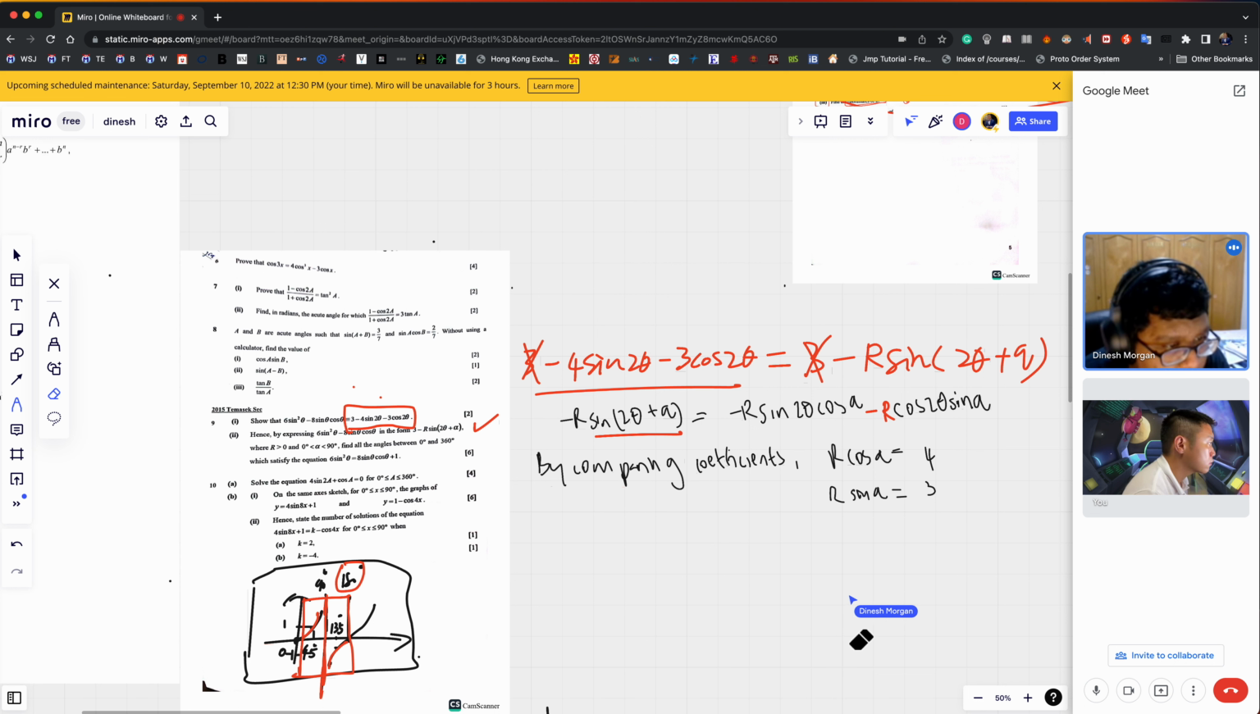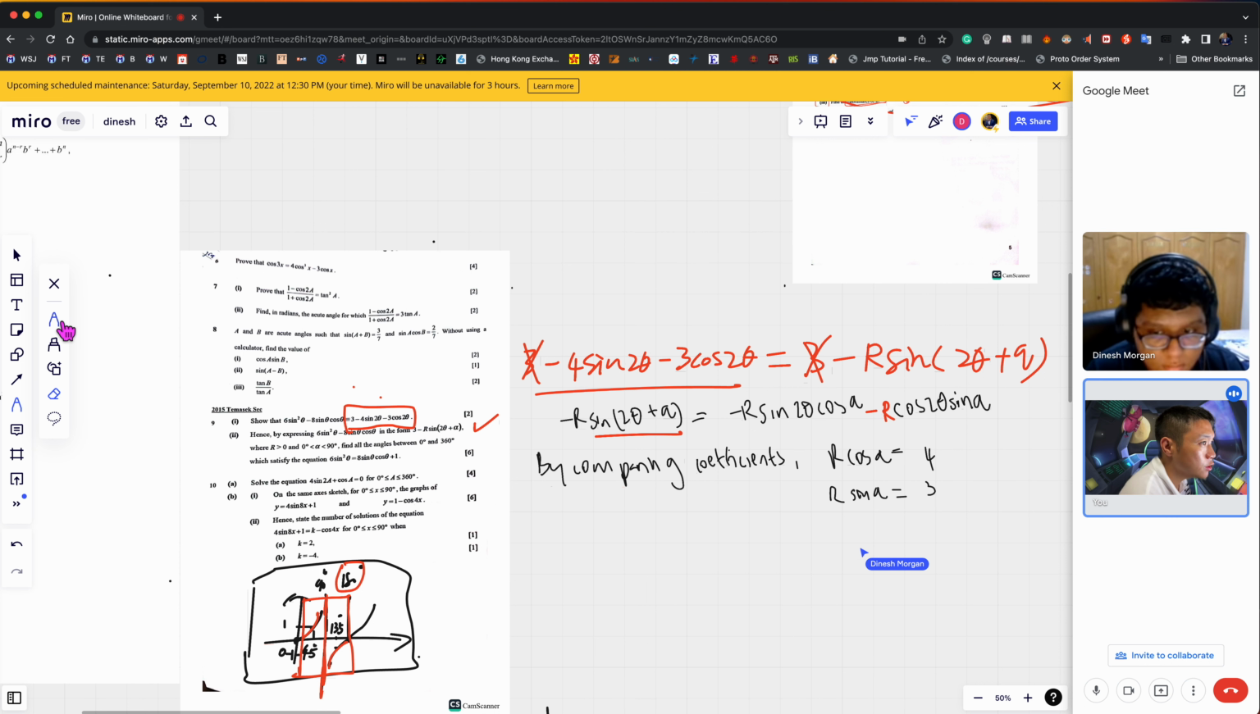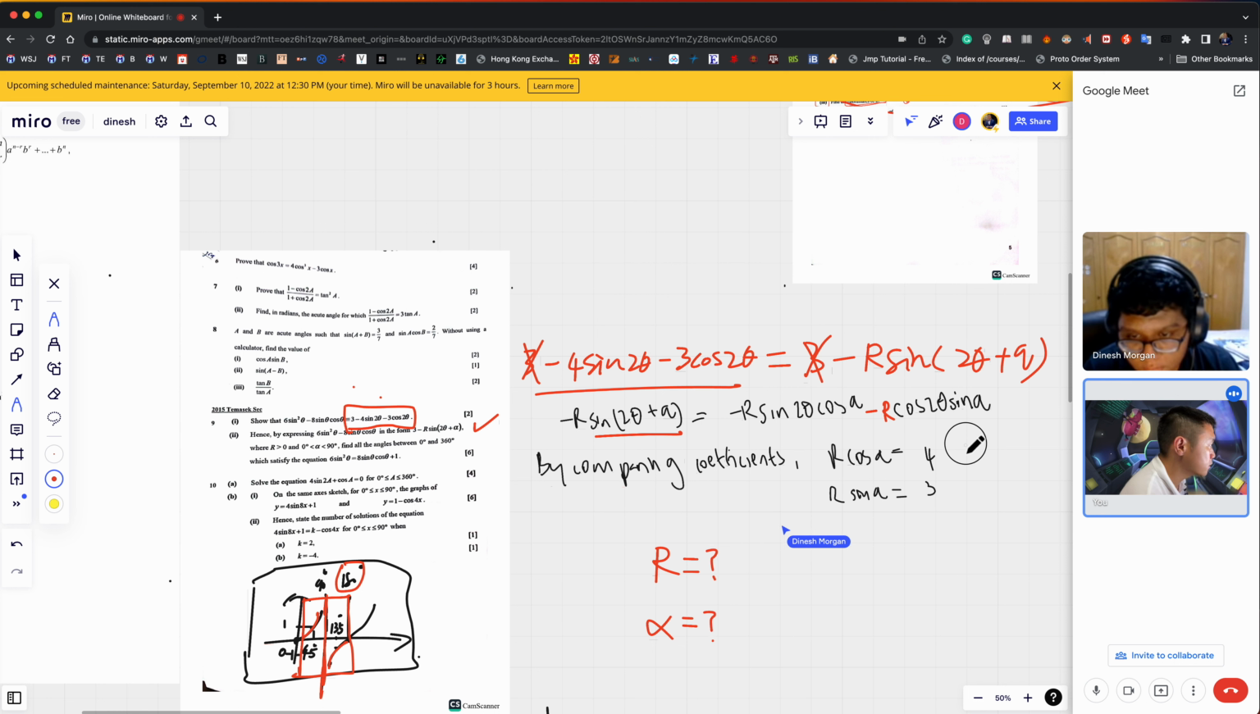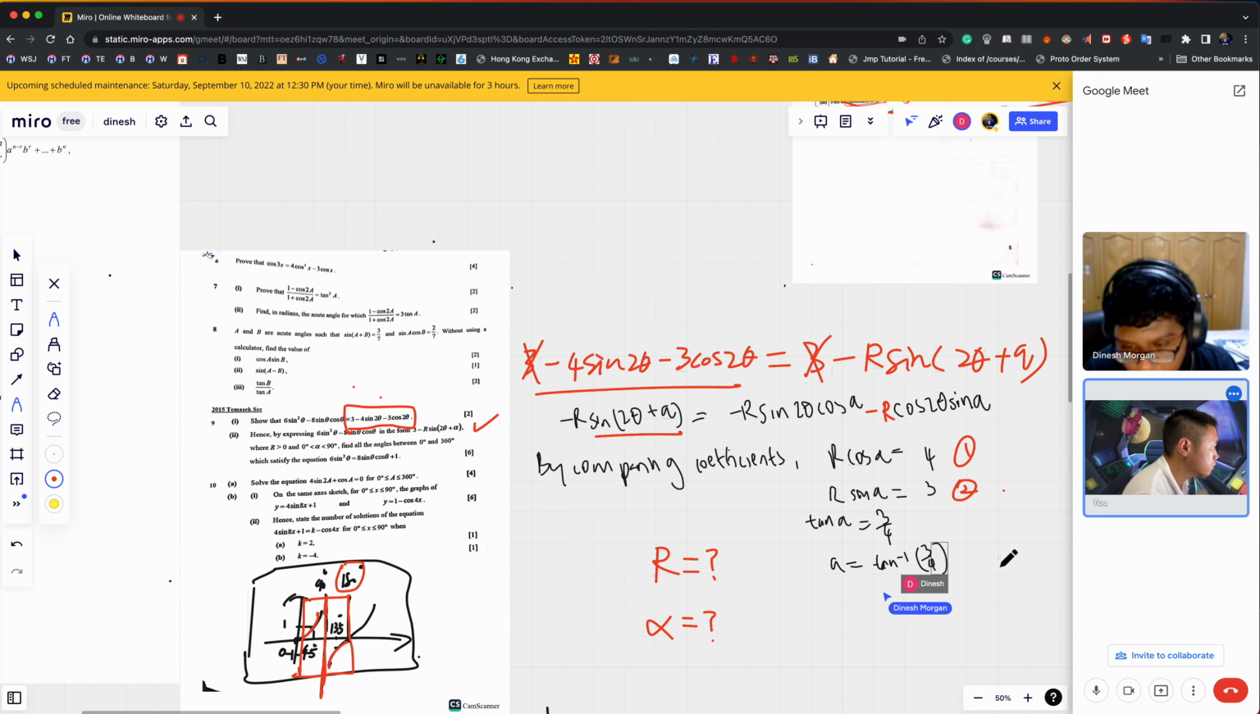By expressing, where r, find out the angle. So I think by comparing coefficients, you need to find what is r and what is alpha. That's your objective from this equation 1 and equation 2, since you are not using the formula. Okay, very good.